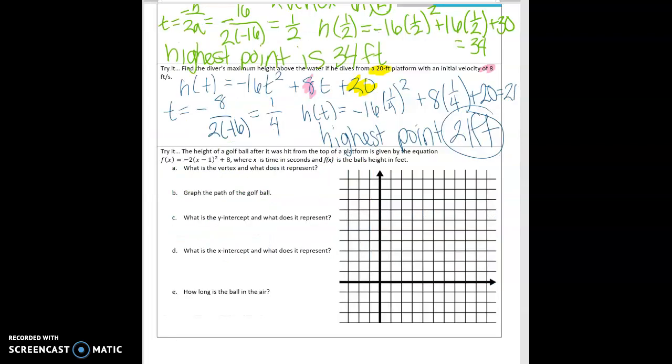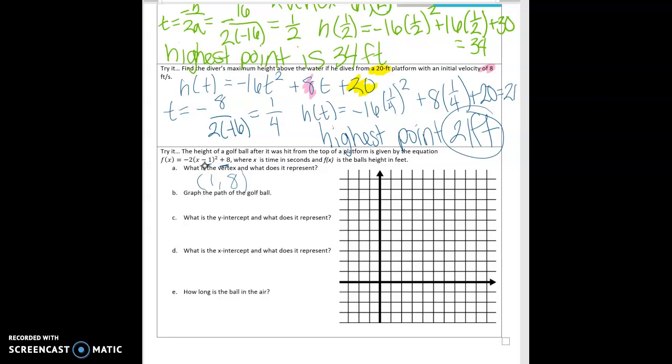Okay, so now we're going to do our last try it problem. So go ahead and pause it and give it a shot. Sorry. So, again, so sorry for that. So the first question says, what is the vertex and what does it represent? Again, this is a try it problem, so I really recommend that you pause it and try it before listening to the example of me going through it. Okay, so the vertex, remember, is this here and this here, and it's the opposite of what's in there. So our vertex is at 1, 8.